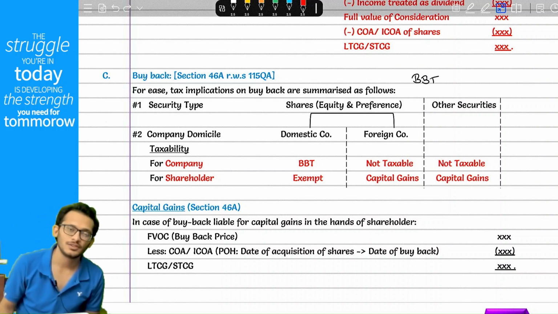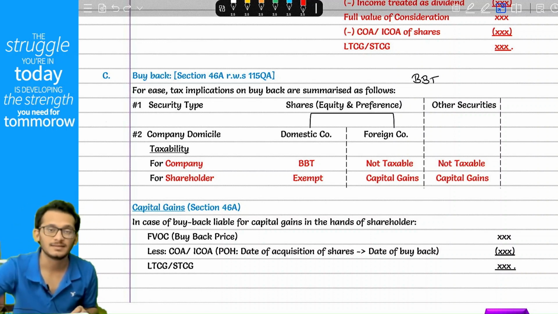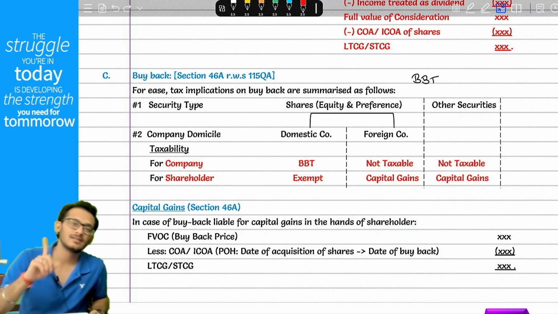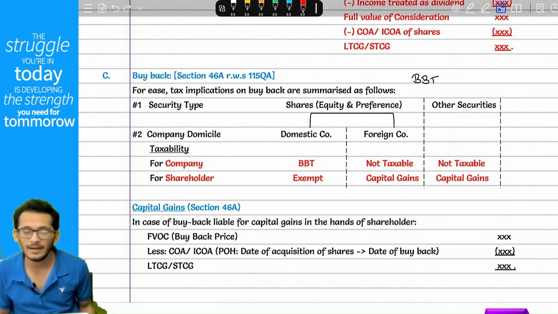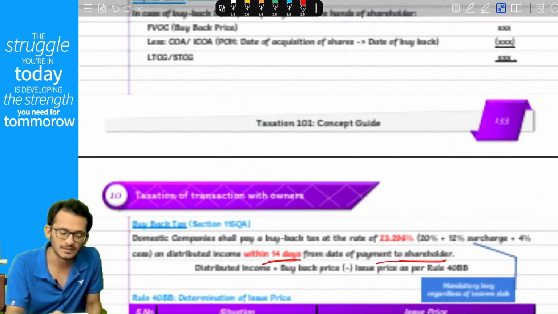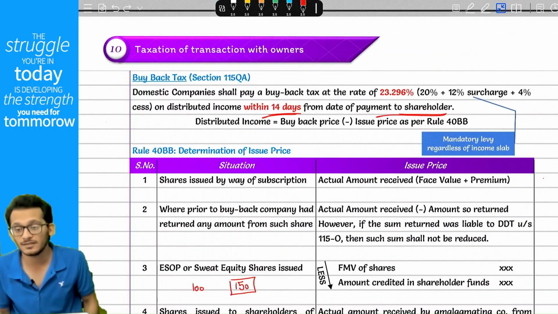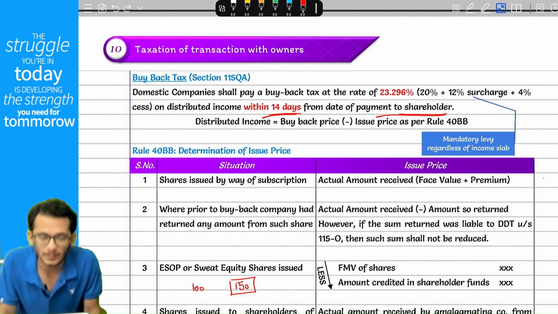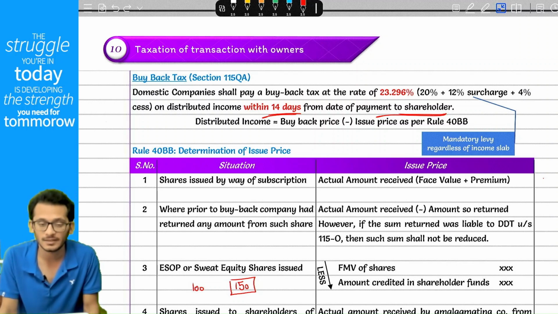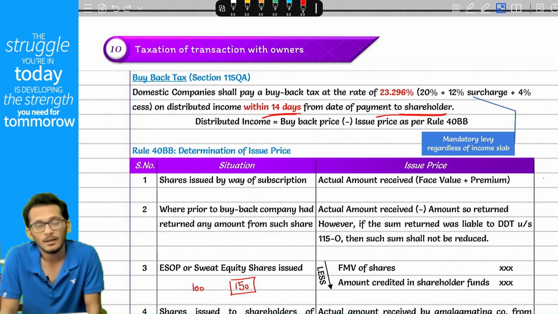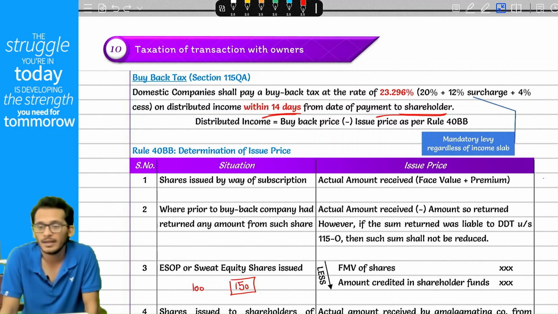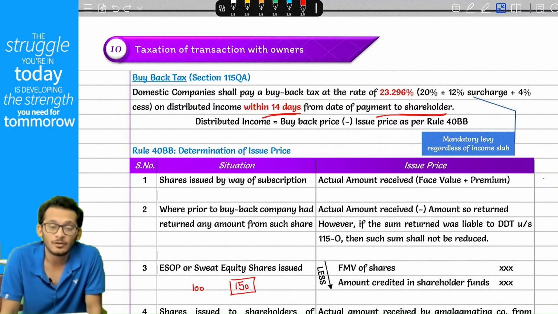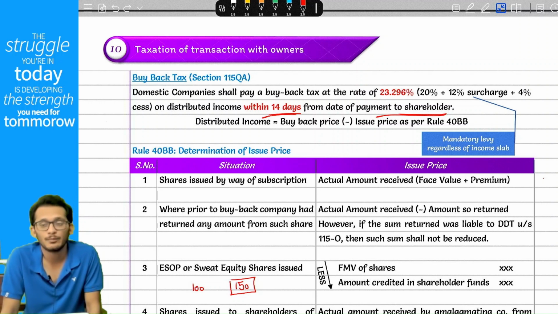Buyback tax provisions say that buyback tax means buyback gains taxed at 20% plus 12% mandatory surcharge plus 4% mandatory cess. You need to pay this 20% plus 12% plus 4%, irrespective of whether you have income or gains. If the shareholder is rich or poor, it doesn't matter. It is a flat rate of 20 plus 12 plus 4, which is 23.296.